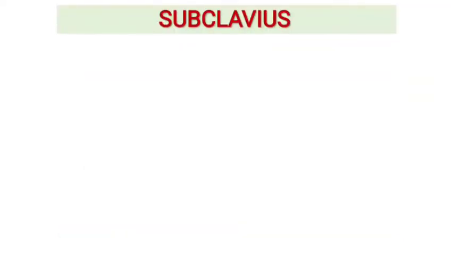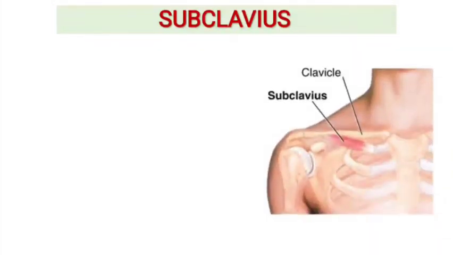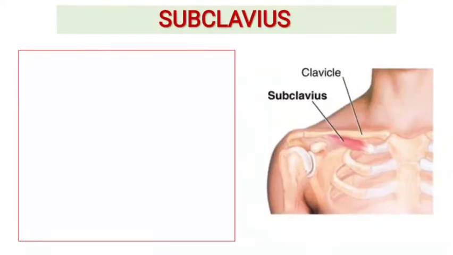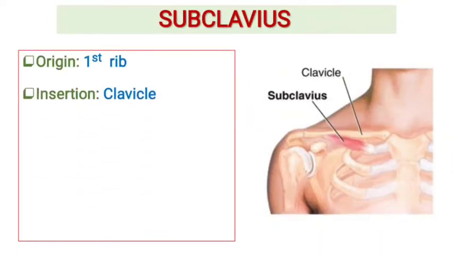The next muscle we have is your subclavius muscle. So just looking at its name, we know that it's sub, meaning under, and clavius pertains to your clavicle. So this is a muscle that is found underneath your clavicle. So for the origin, insertion, action, and innervation, you have its origin from the first rib as it inserts with your clavicle.